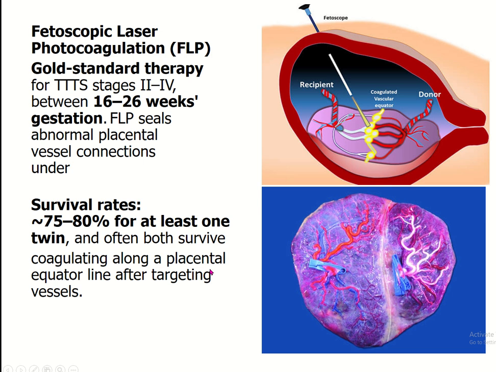The treatment of twin-twin transfusion syndrome: fetoscopic laser photocoagulation, the gold standard therapy for twin-twin transfusion stage 2 to stage 4 between 16 to 26 weeks gestation. FLP seals abnormal placental vessel connections. The survival rate is 75 to 80%. This is the photocoagulated placenta after delivery.